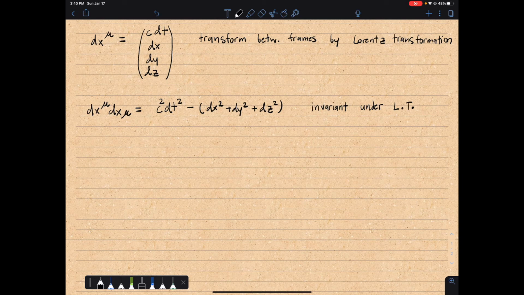So I'll slightly rewrite the above expression by combining the three spatial terms of the sum into a dx vector. I'll set this equal to ds squared, and this will be the invariant infinitesimal interval.